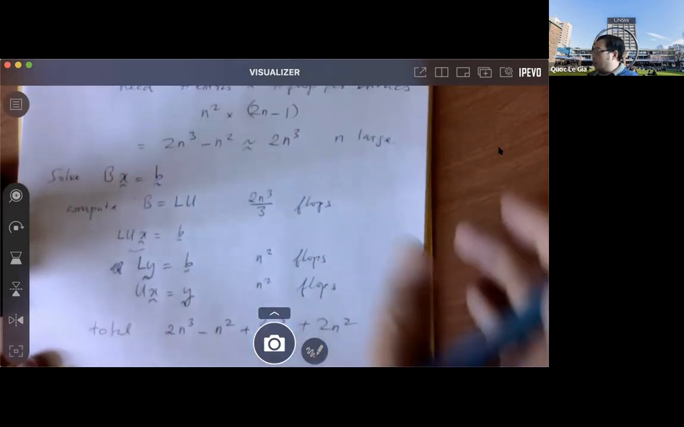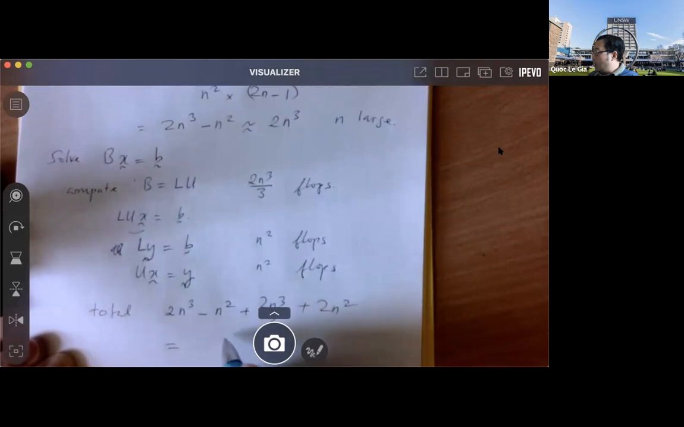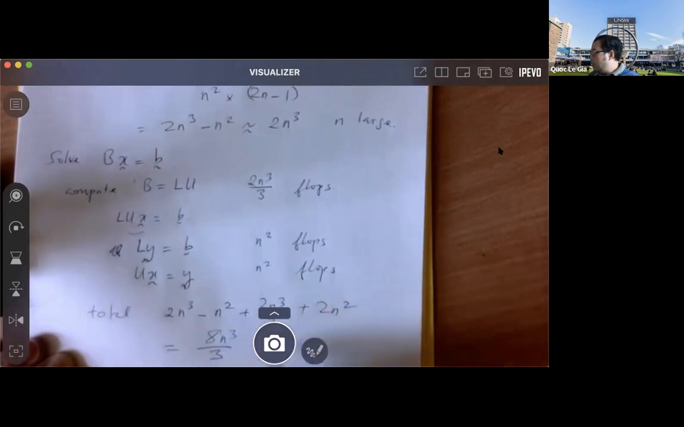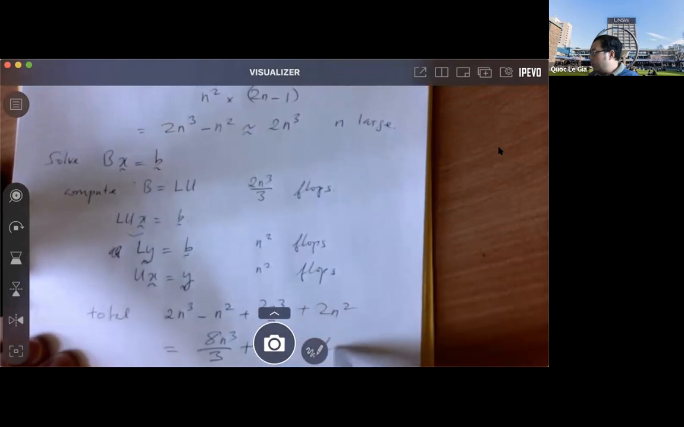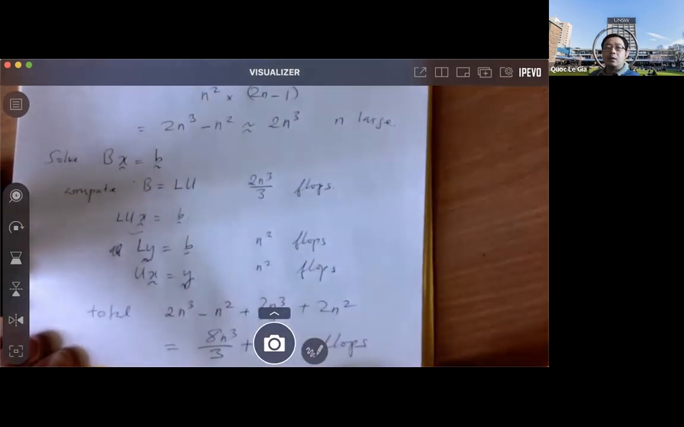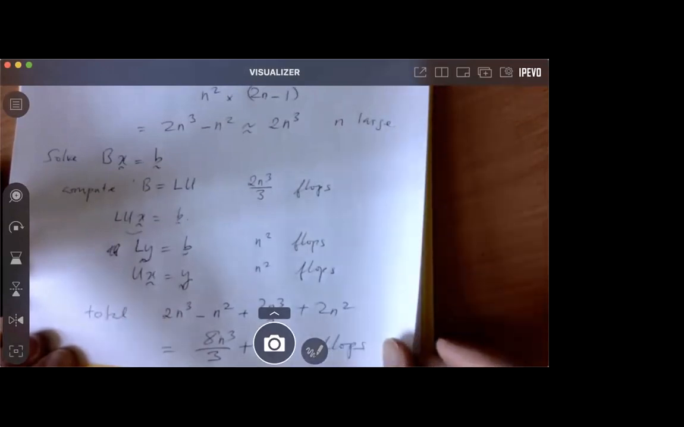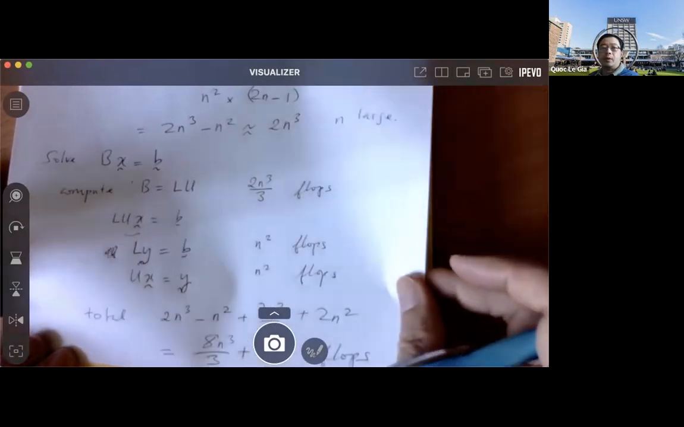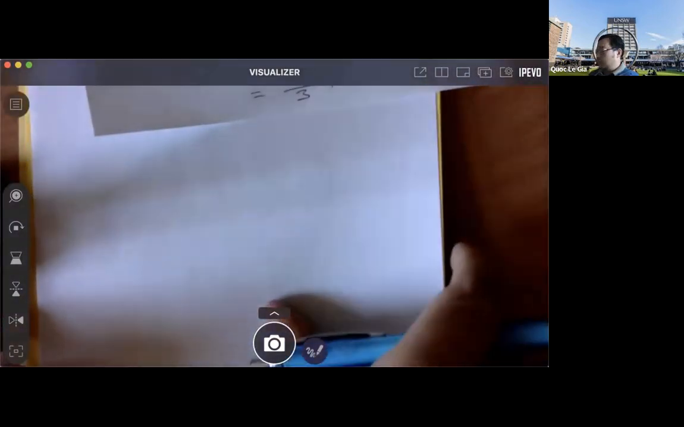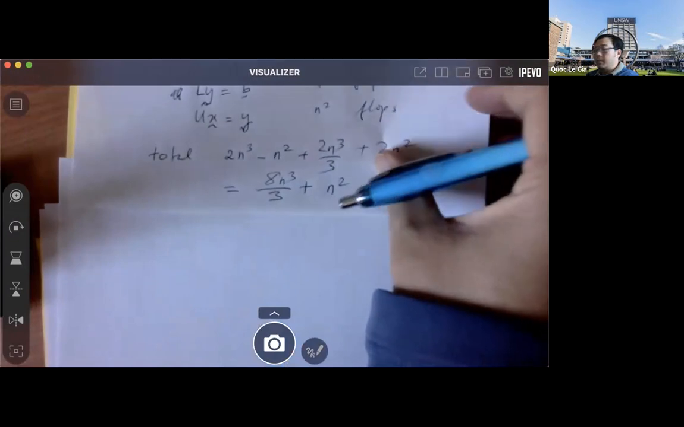Okay, so you can combine all the terms, and this one will be about 8n cubed over 3 plus n squared flops for this approach. So now this is the first way to compute Ax equals b. Now if we go to the second approach, remember the first approach.